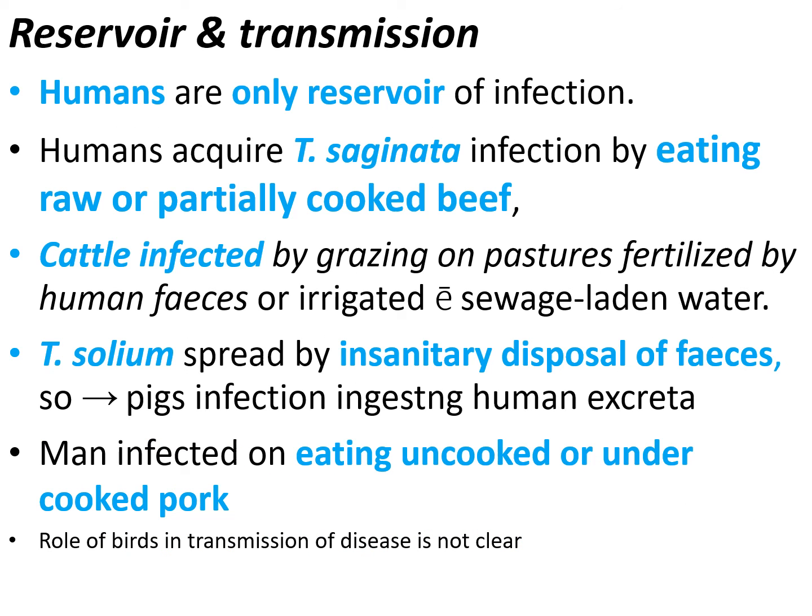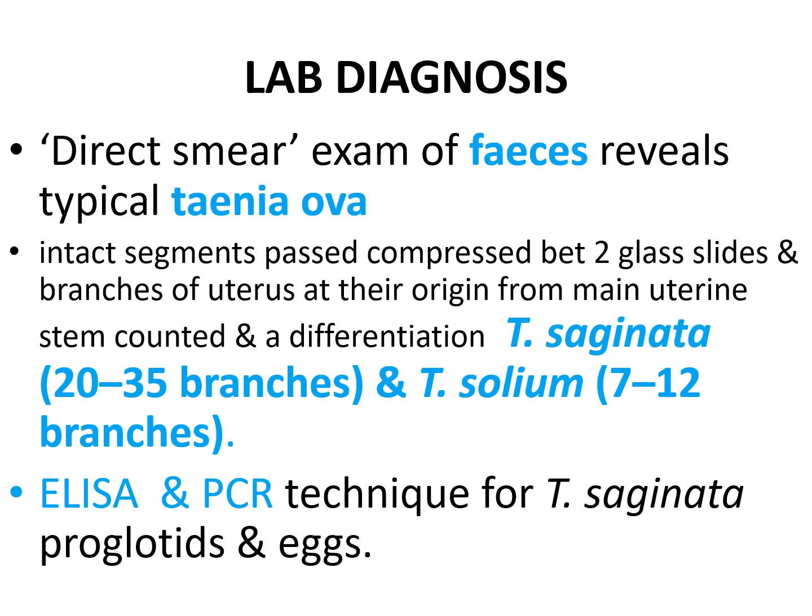Reservoir and transmission. Humans are the only reservoir of infection. Humans acquire Taenia saginata infection by eating raw or partially cooked beef. Cattle are infected by grazing on pastures fertilized by human feces or irrigated with sewage-laden water. Taenia solium spreads by insanitary disposal of feces, which leads to pig infection on ingesting human excreta. Man is infected on eating uncooked or undercooked pork. The role of birds in transmission of the disease is clear.